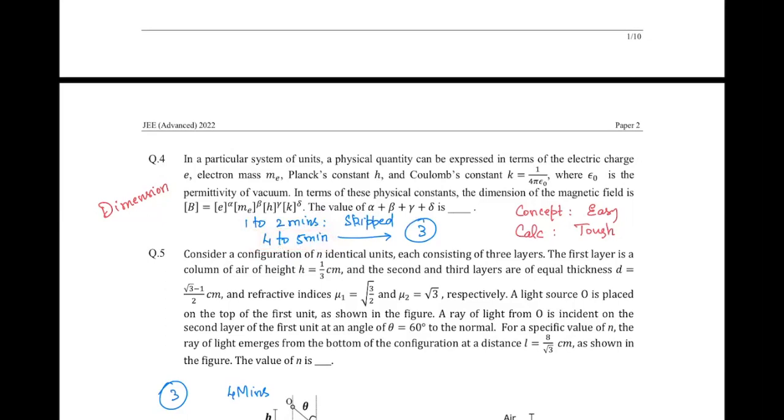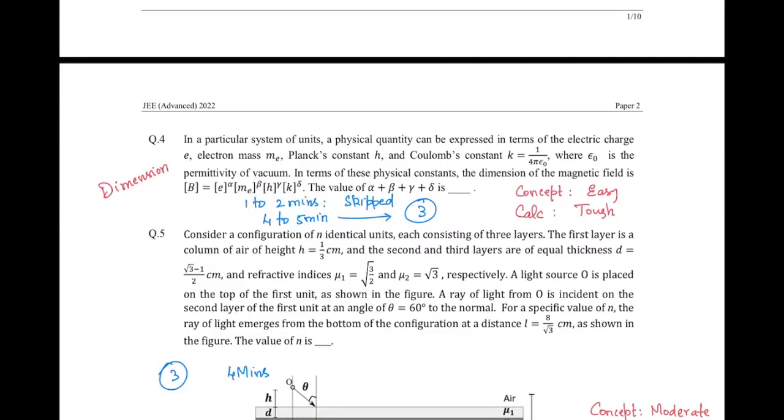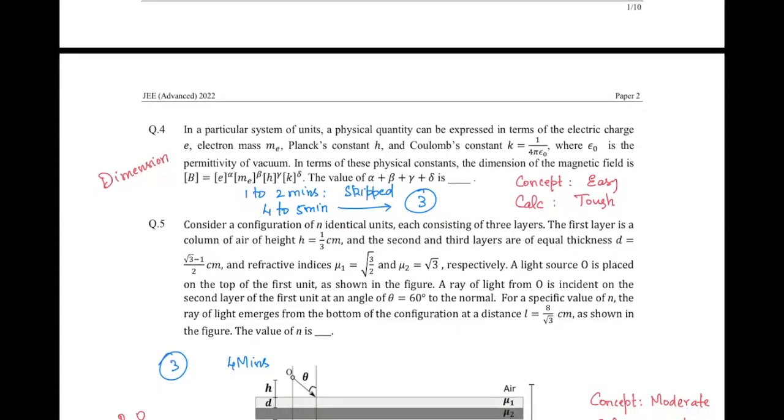Concept wise it's pretty straightforward. You only need to convert everything to MLT form, and of course current also would be involved. So you convert everything to base dimensions and then you set up the linear equations and solve them. Concept wise pretty much an easy question.